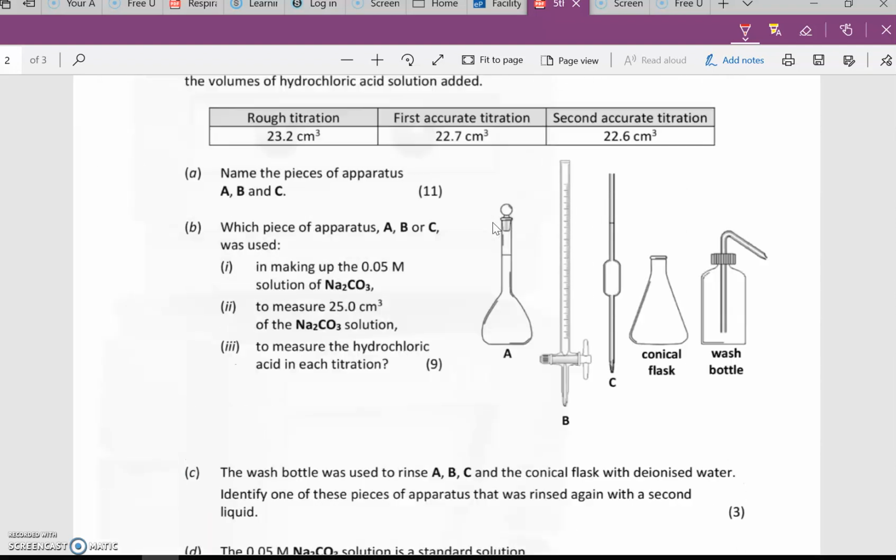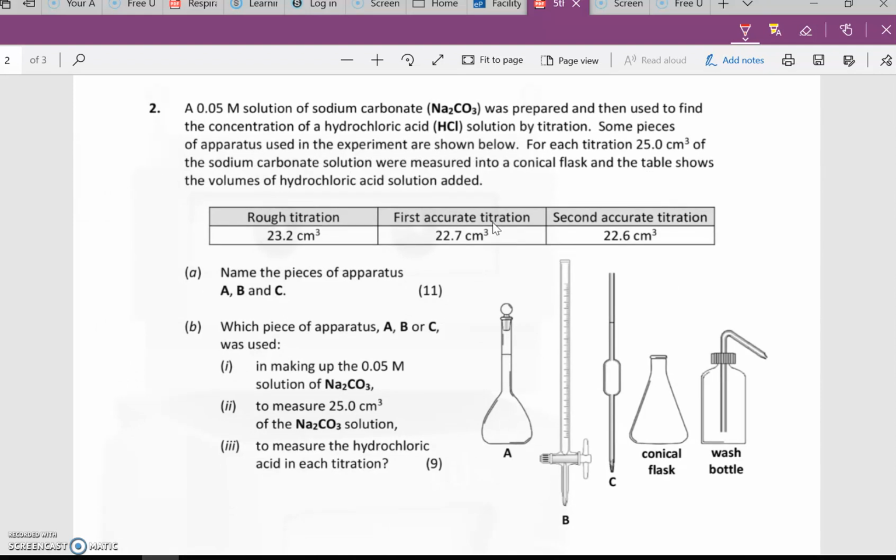Now watch, it's a slightly different question, and the actual mathematical part of it is identical. But they're giving you a rough titration, a first accurate titration, and a second accurate titration. Remember, we do not take the first rough titration. That's just to give you an indication when you're carrying out the actual titration. So when you're giving your volume of hydrochloric acid used, it will be an average of the two of them. And you know how to calculate an average, or you should do at least.